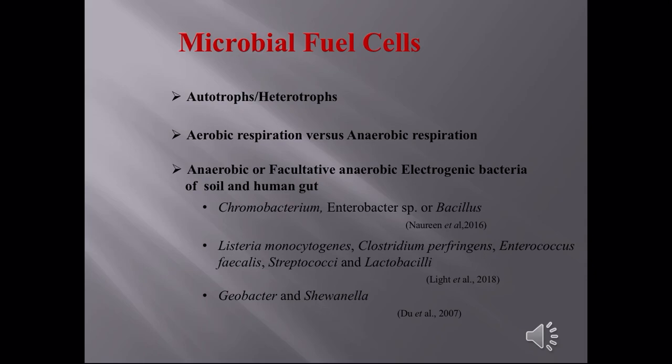Most of the electrogenic bacteria are found in soil, marine sediment, wastewater, freshwater sediments, or activated sludge. They are able to generate electricity by oxidation of organic and inorganic chemicals such as acetate, ethanol, lactate, butyrate, or propionate at the anode and transfer electrons at the cathode.